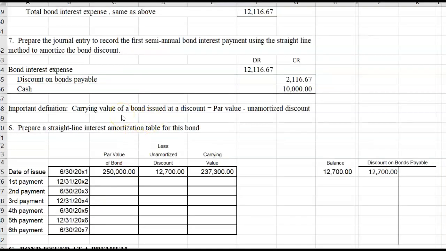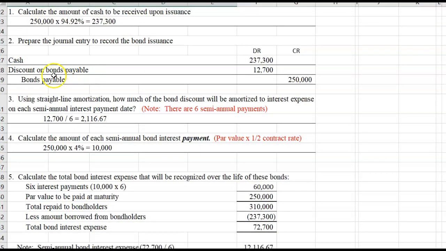There's another important definition, however, that we need to talk about before we do the amortization. The carrying value of a bond issued at a discount is par value minus the unamortized discount. At the date of issue, we had a $250,000 par value and a discount of $12,700. Do you remember that up in this journal entry? We debited discount on bonds payable of $12,700 and we credited bonds payable $250,000.